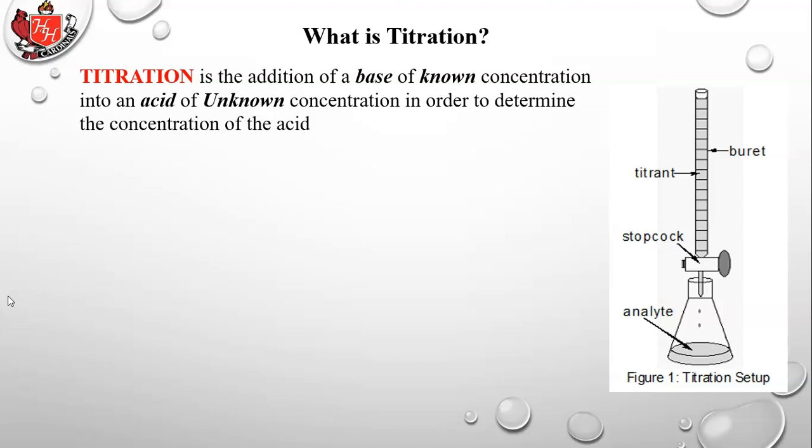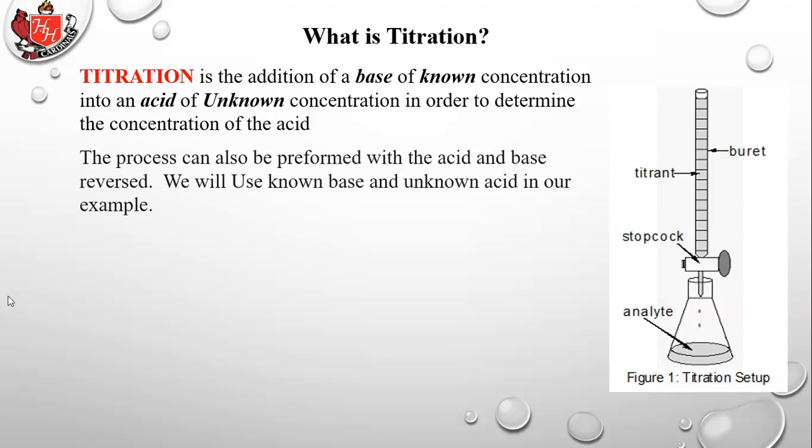So over there you see a titration setup. The process can also be performed with an acid and base reversed, so it could be that the base is unknown and the acid is known. But we will use a known base and an unknown acid in our example. So the known base is called the titrant.